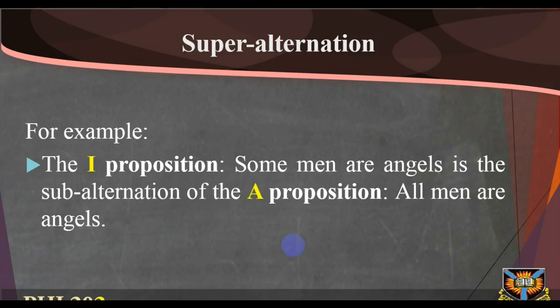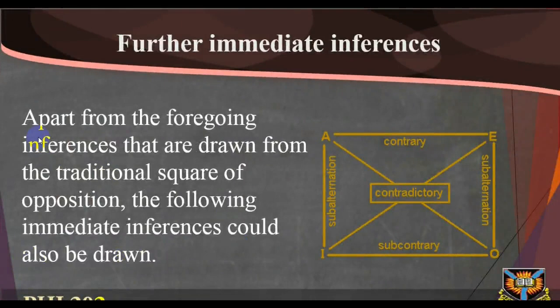However, if the first set of propositions were to be false, then I will be true and I will also be true. Further immediate inferences. Apart from the foregoing inferences that are drawn from the traditional square of opposition, the following immediate inferences could also be drawn.